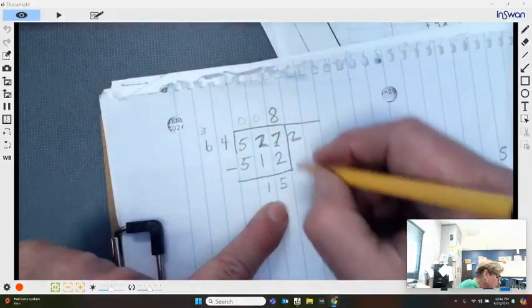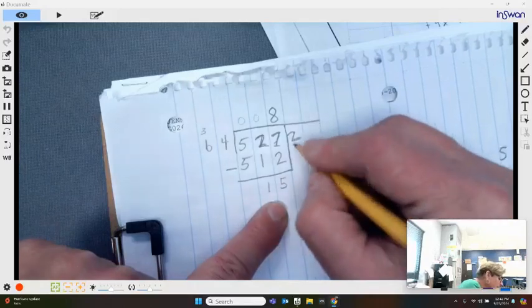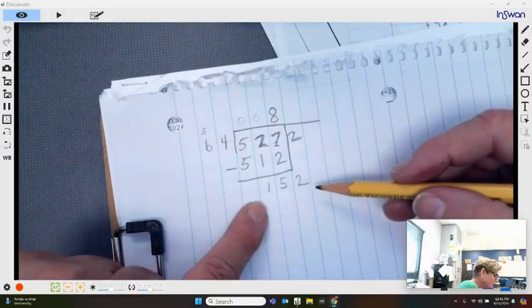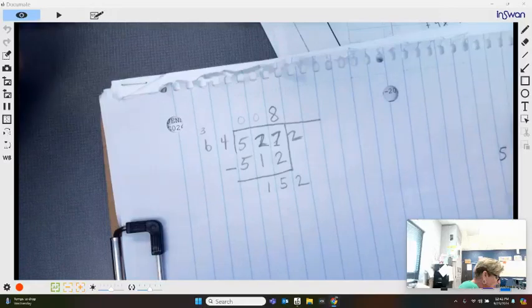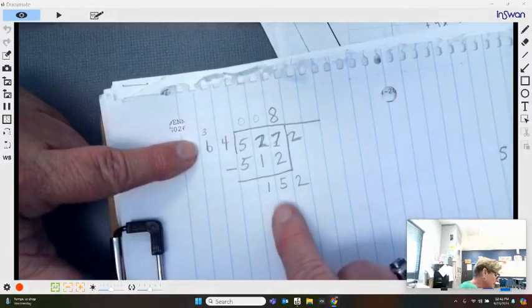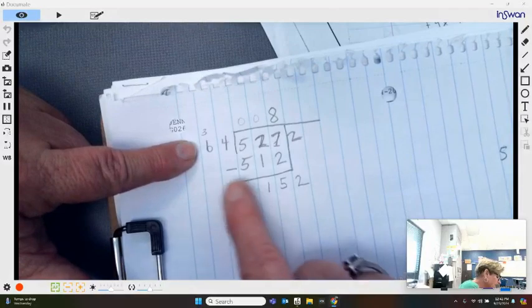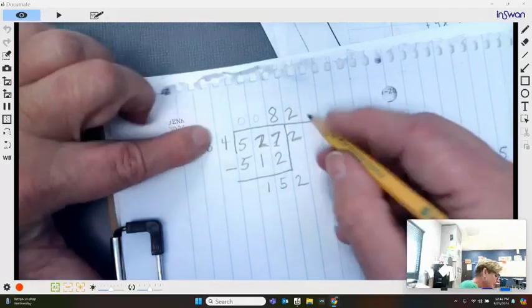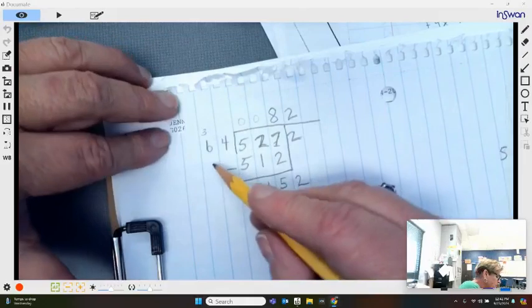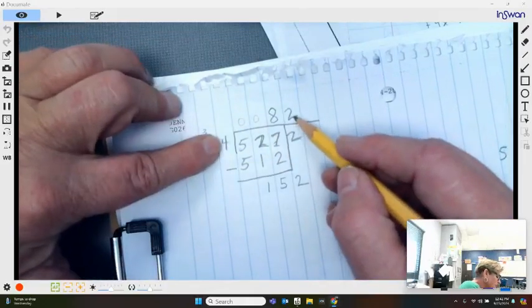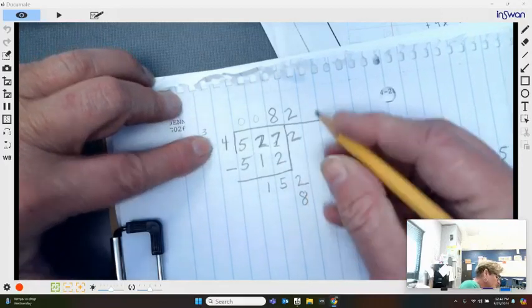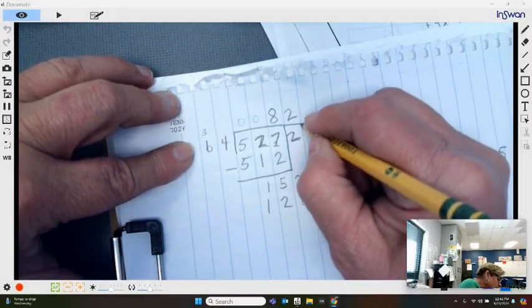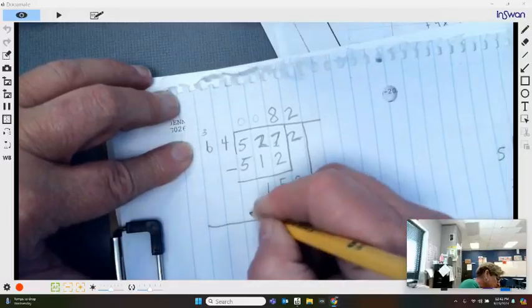After I have subtracted, I'm going to bring this 2 down to my next place value, and that becomes 152. I'm going to use estimation and do the same thing. I know that 6 times 2 is 12 and 6 times 3 is 18. So it's only going to go in there 2 times. So my 2 goes above where my 2 is here. And I'm going to multiply times the numbers in my divisor. So 2 times 4 is 8. 2 times 6 is 12. So I have 128. I'm going to draw my line down and subtract.